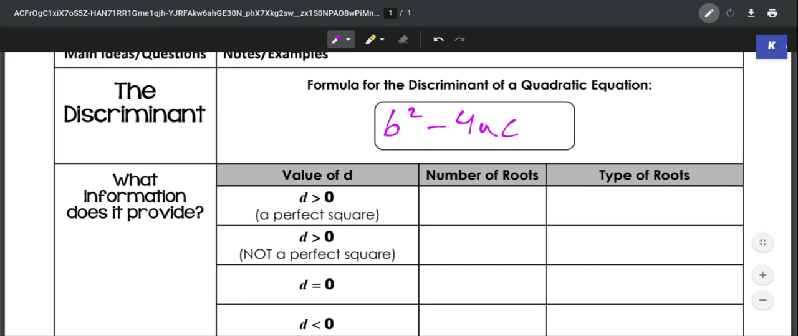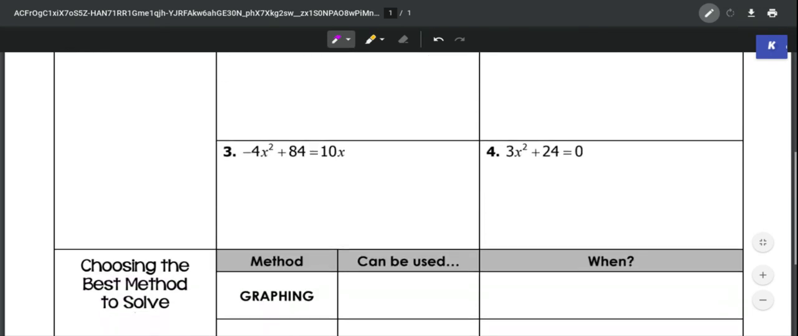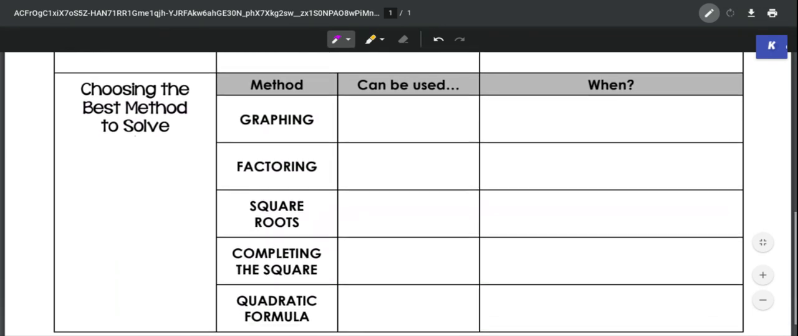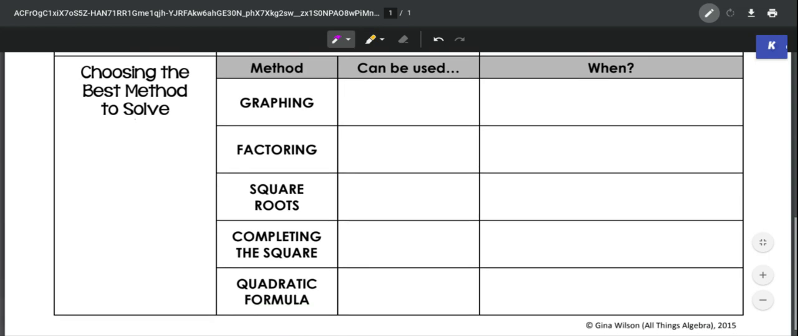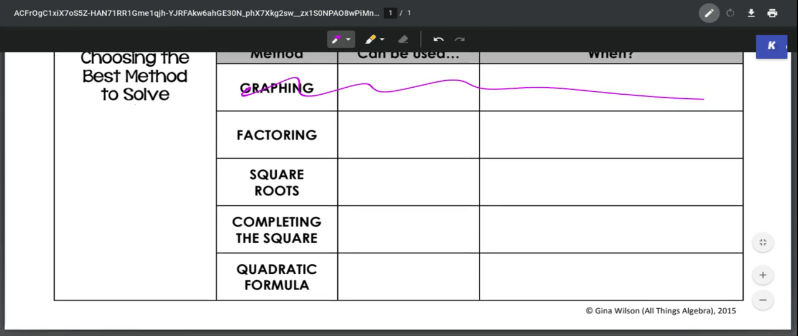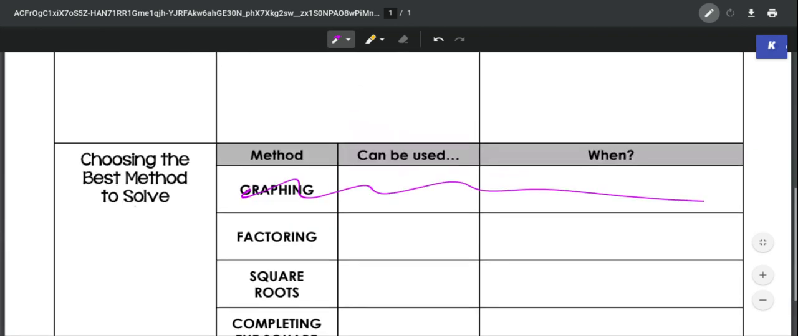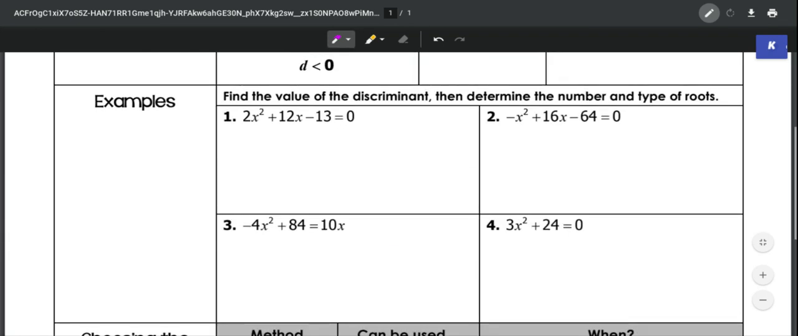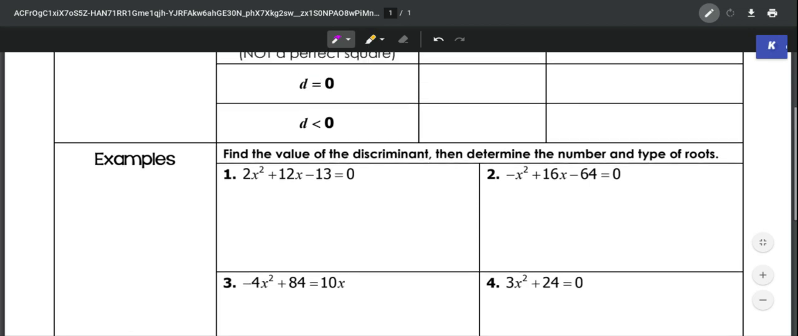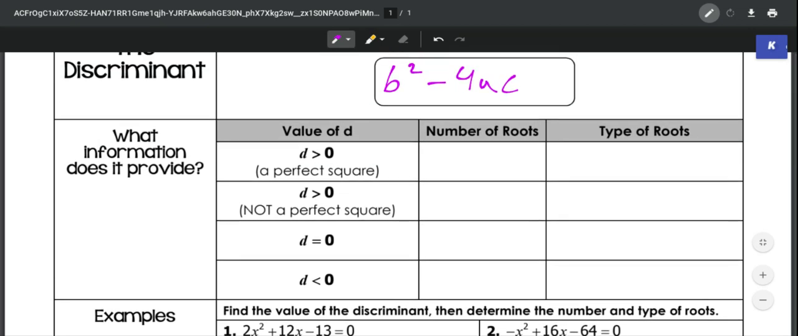So the reason that we use this is because it helps us to determine the number of roots and types of roots. And in turn, that helps us to figure out what method is the best for solving quadratics. So we've been over each type of these quadratics. We're not really going to worry about graphing. We're going to look at factoring, square roots, completing the square, and quadratic formula. We've been over each of those methods. Finding the discriminant helps us to figure out which method to use.